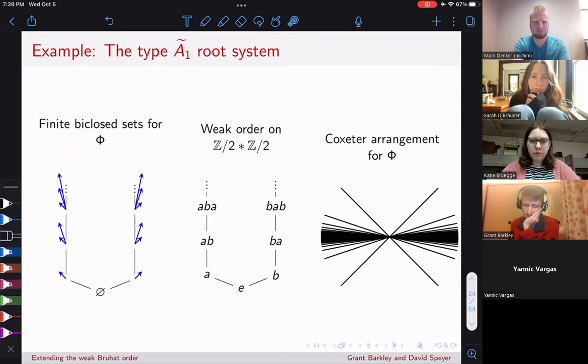Okay, now how does this relate to the Coxeter arrangement? Well, here, separate. Oh yeah, I guess so, based on the way I wrote the words here. Okay, so here are our vectors. I'm just copying the picture on the left.